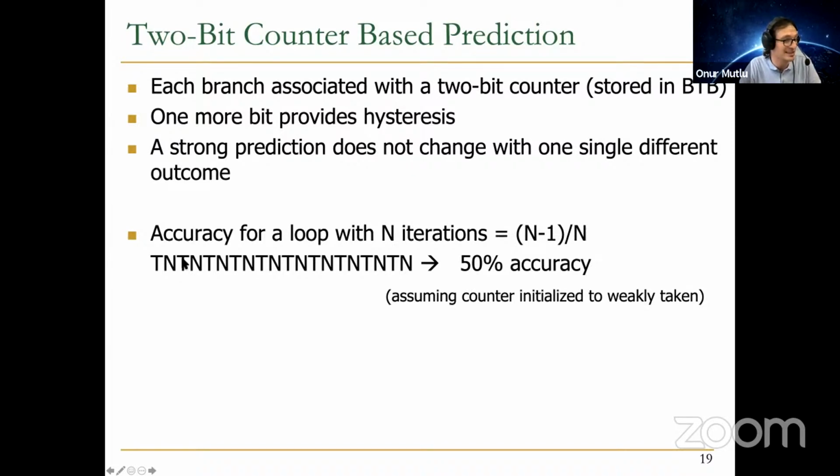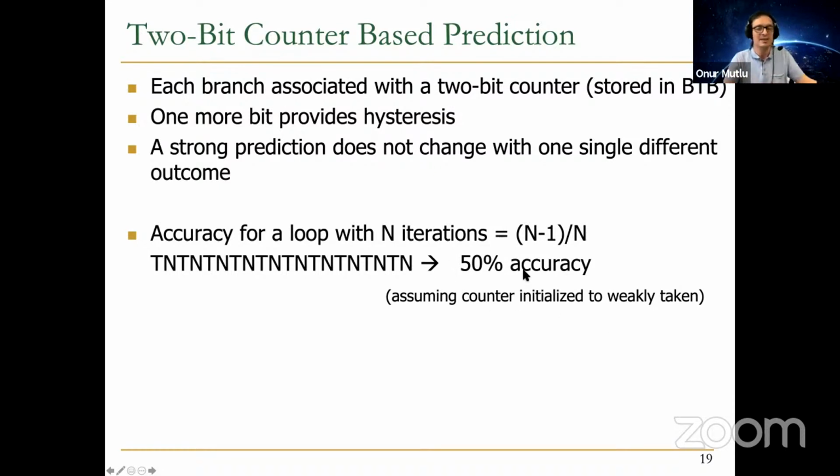So you'll go back to the strongly taken state. In the next instance of the branch, you'll predict the branch as taken again because you're strongly taken, but the branch is not taken. So you'll go back to the weakly taken state. So you will always predict this branch as taken, assuming the counter is initialized to weakly taken. So you will get 50% accuracy, right?